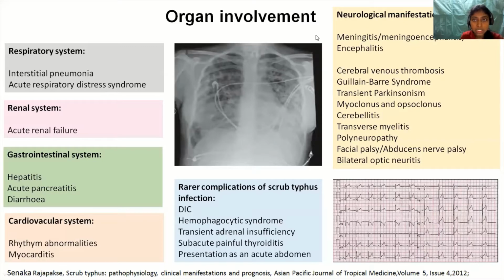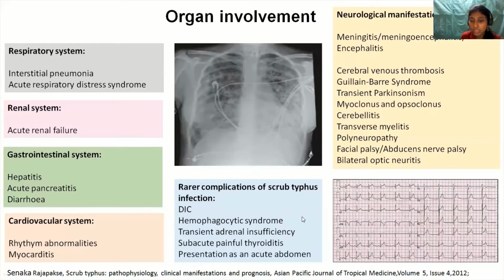The pathophysiology is a disseminated vasculitis. Patients can have interstitial pneumonia and acute respiratory distress syndrome, acute renal failure, hepatitis. Other GI involvement includes pancreatitis and diarrhea. And cardiovascular system-wise, there are rhythm abnormalities and myocarditis. The most common neurological manifestation is meningitis and meningoencephalitis. Other manifestations include transient Parkinsonism, myoclonus, opsoclonus, cerebellitis, and rarely transverse myelitis.